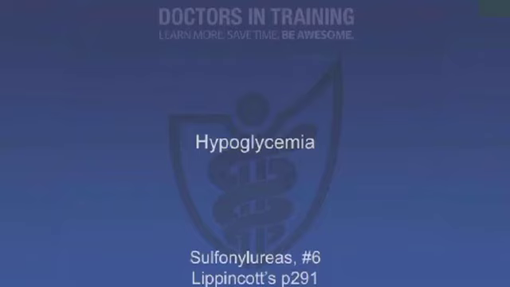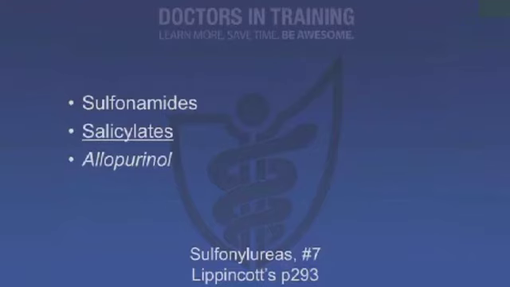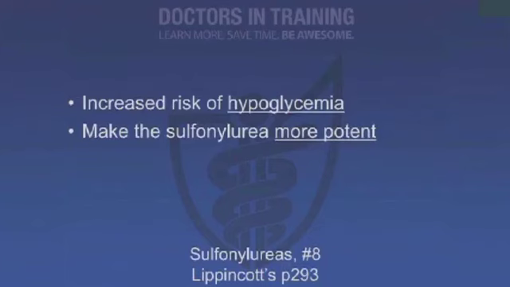Adverse effects of sulfonylureas. The primary adverse effect you need to be aware of is hypoglycemia, especially in the presence of renal insufficiency, as I mentioned. If you look in Lippincott on figure 24.12, it shows a large number of drug interactions. Just to go over some of the common ones, sulfonamides, salicylates, allopurinol, all these through various different interactions will cause an increased risk of hypoglycemia because they make the sulfonylurea more potent.